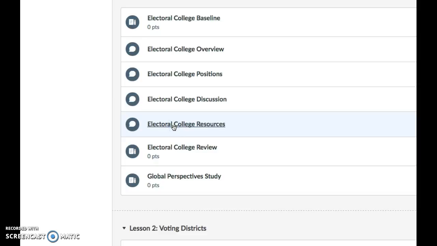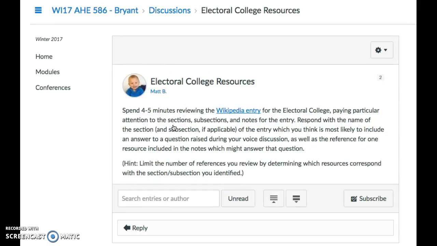The next item in the module provides you with a link to the Wikipedia entry for the Electoral College. You're asked to review the entry, paying attention to the sections, subsections, and notes for the entry. You'll respond with the name of the section of the entry which you think is most likely to include an answer to a question raised during your voice discussion, as well as the reference for one resource included in the notes, which might answer that question.